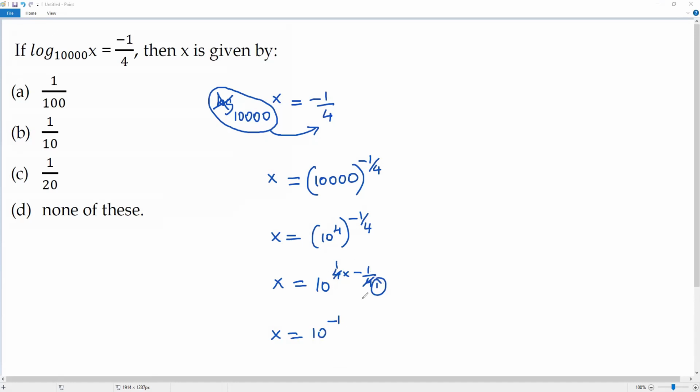In the denominator, we have 1. It can be ignored. X equals 10 to the negative first power, which can be written as 1/10. Here I got the value of x, that is 1/10. I find 1/10 in answer choice B. The correct answer choice for this question is B.